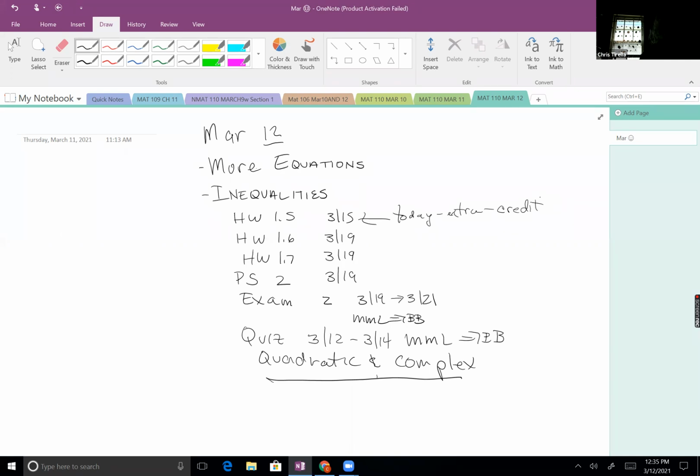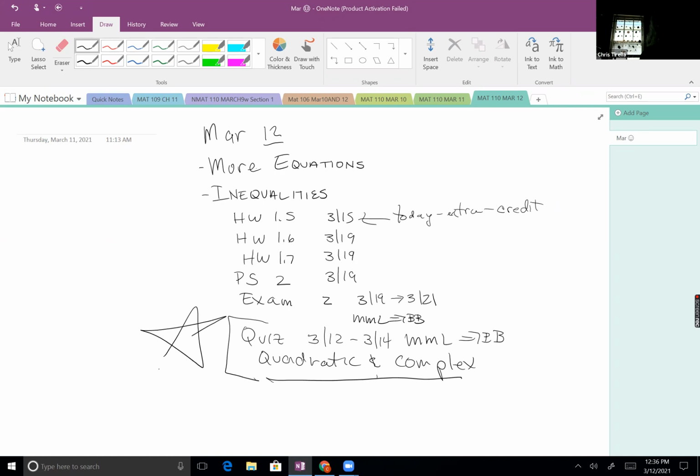Homework 1.6 is on those equations that we're working with. That'll be due next week. Homework 1.7 is on those inequalities and problem set 2. Those are all due next Friday. Next Friday is the end of the chapter. So again, I would strongly recommend that with most of those, you don't wait until the night before to do them. Because the end of the chapter is next Friday, hopefully we'll be going over the problem set next Friday in class, and exam 2 will be available over the weekend.